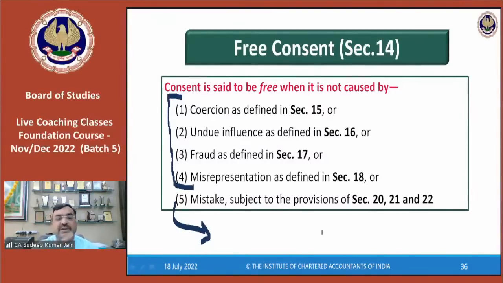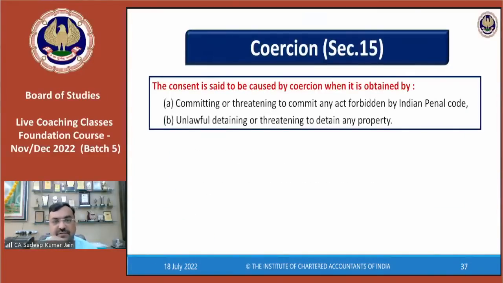Today we will discuss section 15 and 16, and the rest of the sections we will discuss in the next lecture. Let's start with the first point, coercion, section 15.